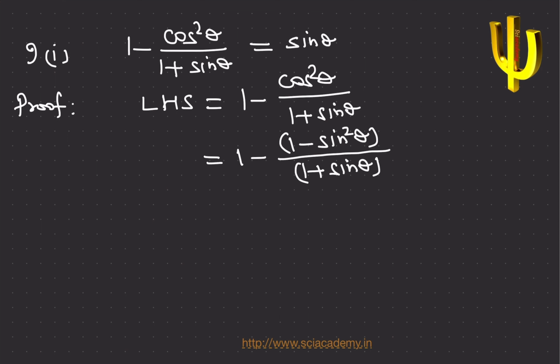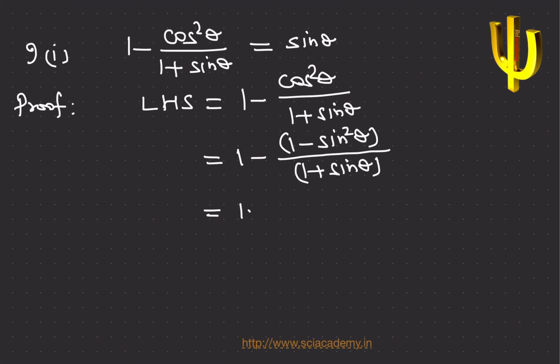sin theta. So bachcho, you can ask that why you are changing cos square theta into 1 minus sin square theta, because we want to prove that simply it is equal to sin theta. So if we change cos square theta into 1 minus sin square theta, so after converting this into parts, 1 plus sin theta into 1 minus sin theta, 1 factor 1 plus sin theta will be cancelled out. For that, I converted the cos square theta in 1 minus sin square theta.